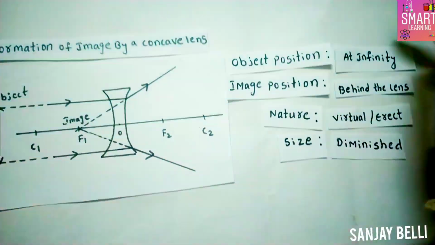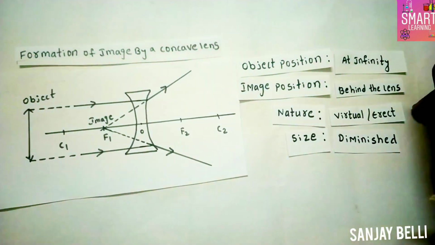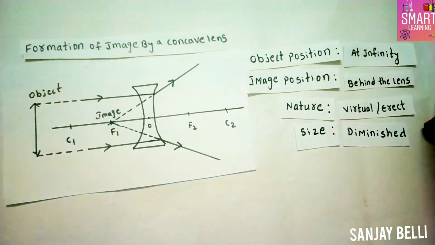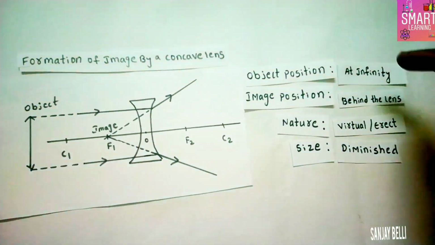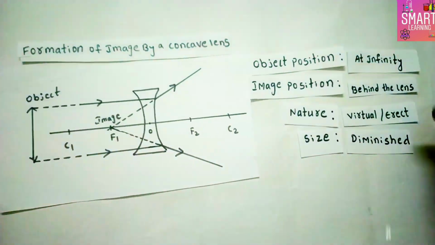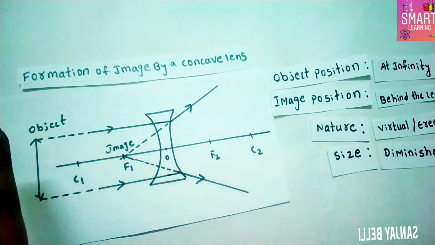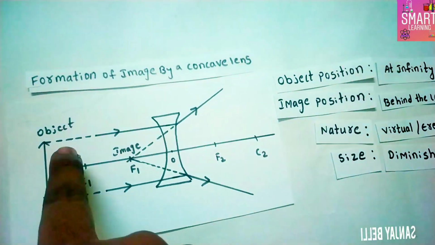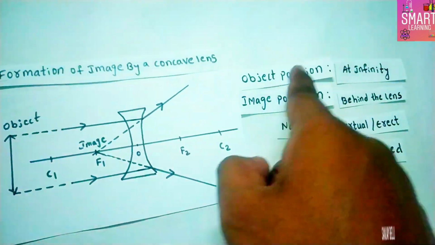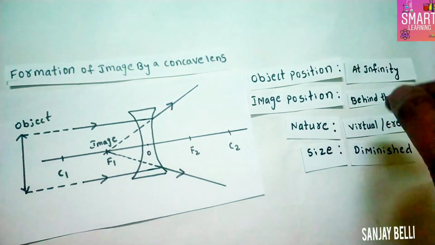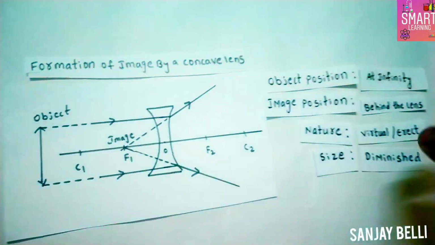Here you can see the correct characteristics. Object position at infinity, image position behind the lens, nature virtual erect, size highly diminished or diminished, both are the same, but highly diminished is better. When you consider an object at infinity, you can take the size as highly diminished. So when you place the object beyond C, on C, between F and C, on F, between O and F, or at infinity, the image always forms behind the lens. It's virtual erect and the size will be diminished. For infinity, it will be highly diminished.